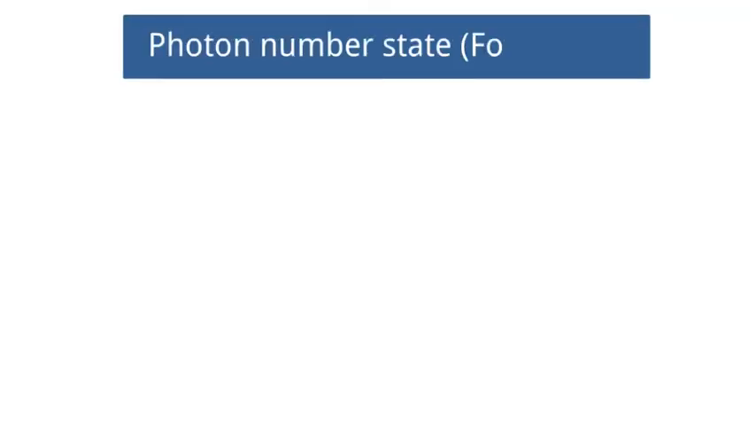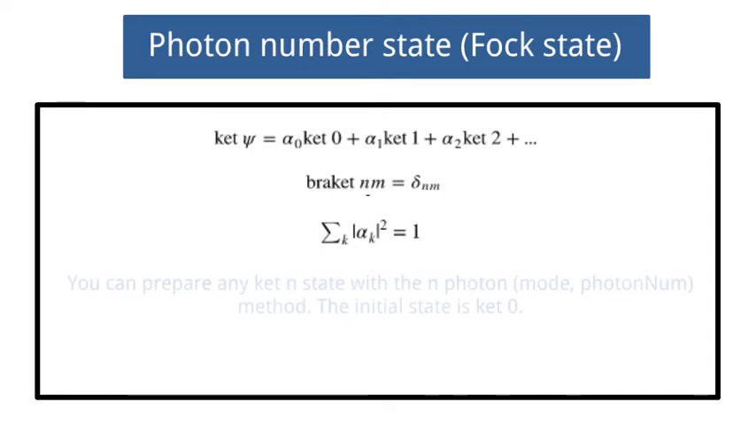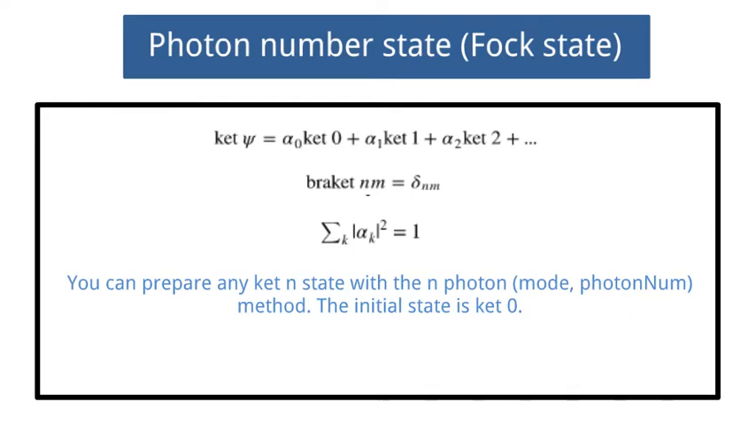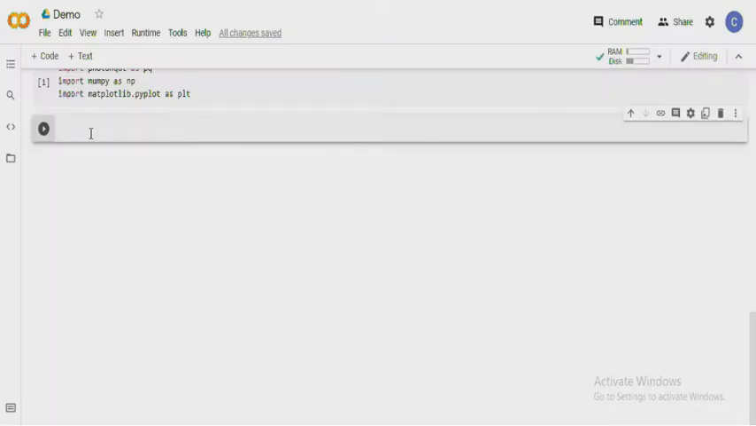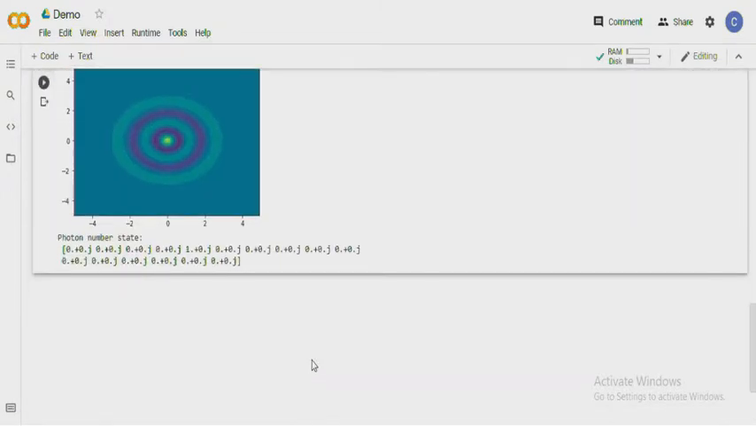Photon number state, Fock state. Ket psi equals alpha 0 times ket 0 plus alpha 1 times ket 1 plus alpha 2 times ket 2 plus so on. Bracket n m equals delta n m. Sum of k, modulus alpha k whole squared, equals 1. You can prepare any ket n state with the n-photon, mode, photon num method. The initial state is ket 0. Now copy the code and click on the play button. It will print the photon number state.